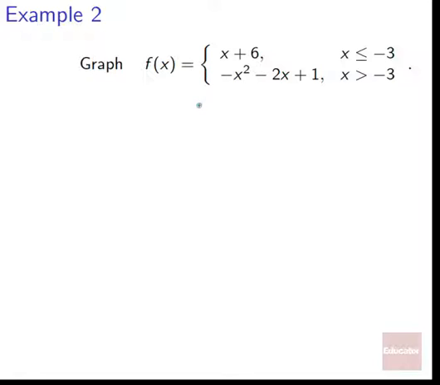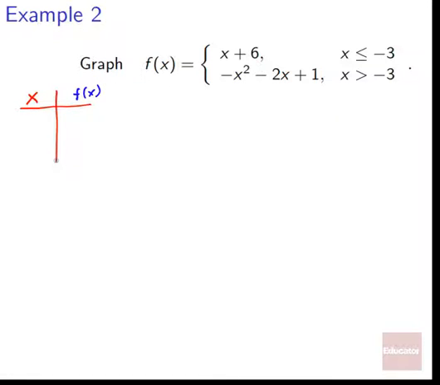So our function this time is f of x equals x plus 6 when x is less than or equal to negative 3, and negative x squared minus 2x plus 1 when x is greater than negative 3. So first off, let's make a table to help us graph this thing. So x and f of x.